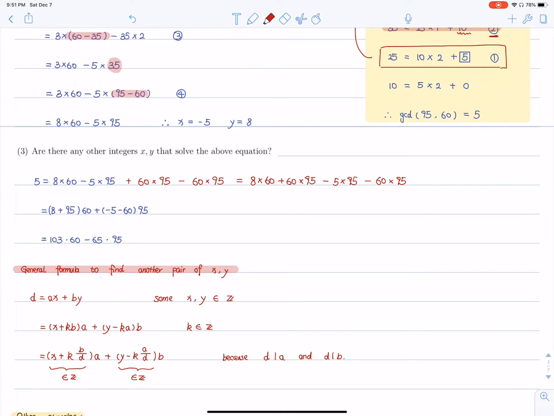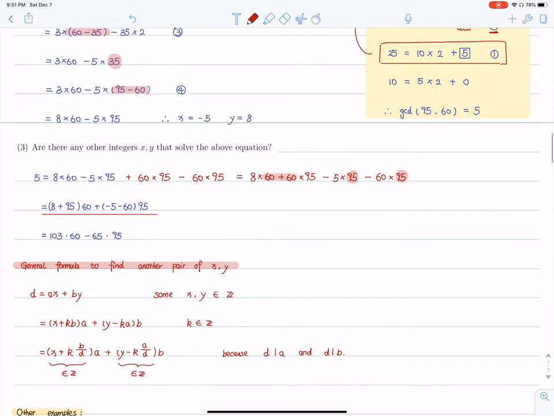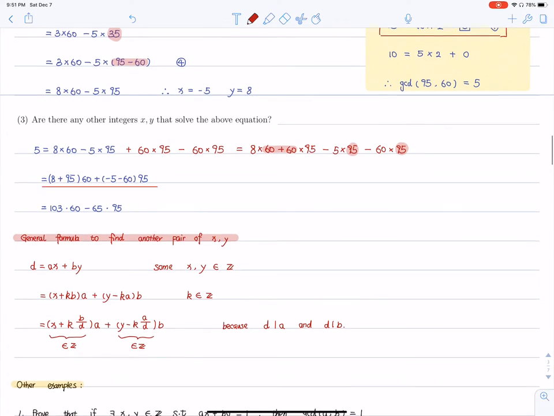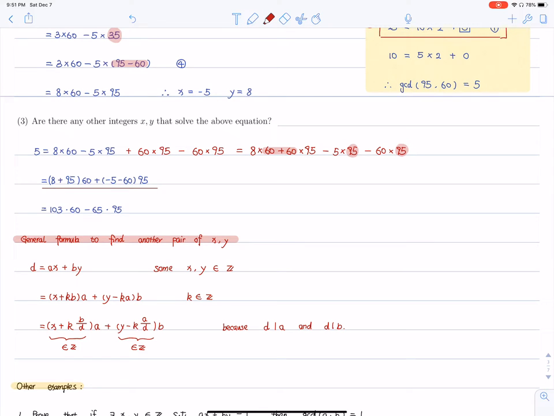Now you can group them together, as here you have 60 on both sides, you have 95 in both terms. This is why you have this. And then if you add those together, you'll get 103 times 60 minus 65 times 95. This is another pair of x and y. As you can see, I only add a term and subtract the same term, which is like adding a 0. That's how we solved this question.